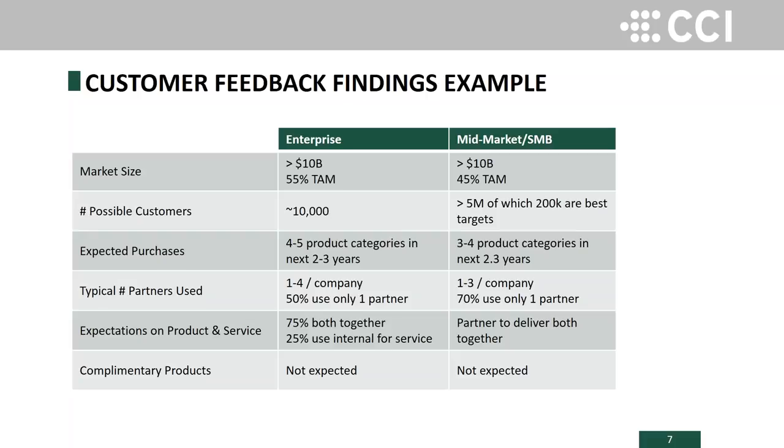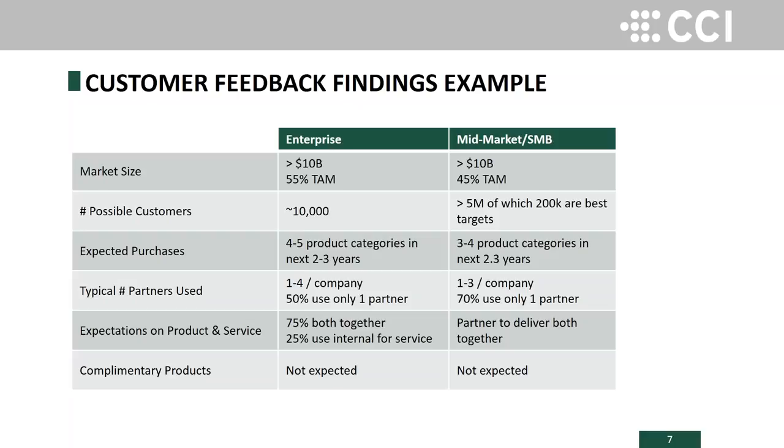When we looked at this particular example, we found that both the enterprise and the mid-market customers had a fairly large market size. Both of them were greater than 10 billion. Of the total market size, 55% was in the enterprise customers, who had about 10,000 possible targets. 45% of the TAM was in the mid-market and SMB, which had about 200,000 of the best targets, but many more than that overall. So there was big TAM on both sides, but the dynamics of how many customers you need to interact with in order to reach that TAM are quite different.